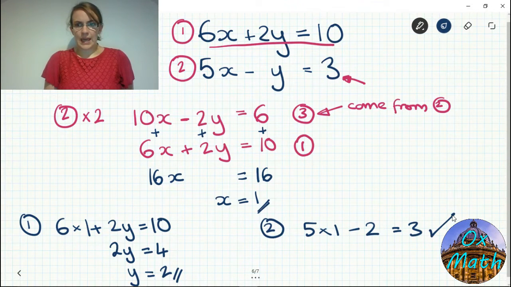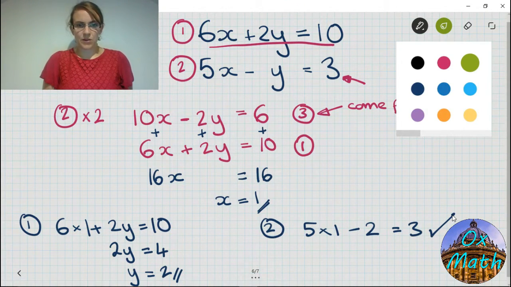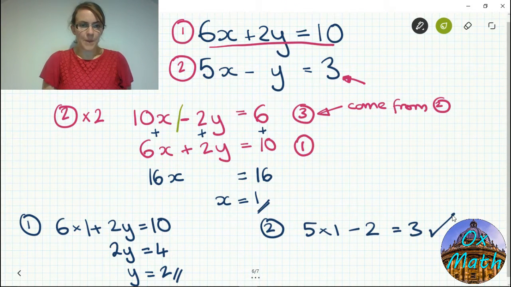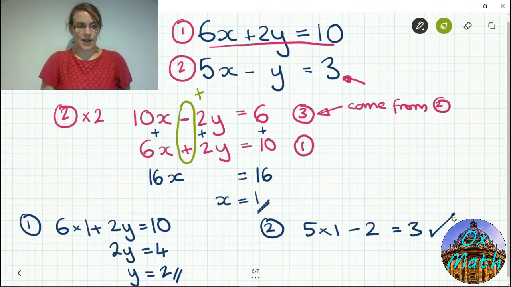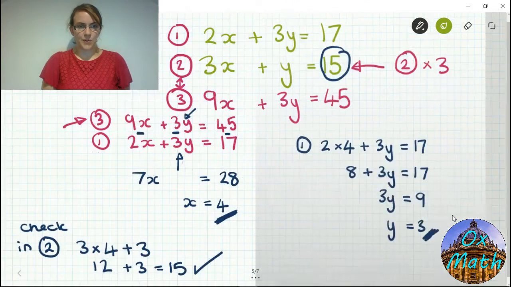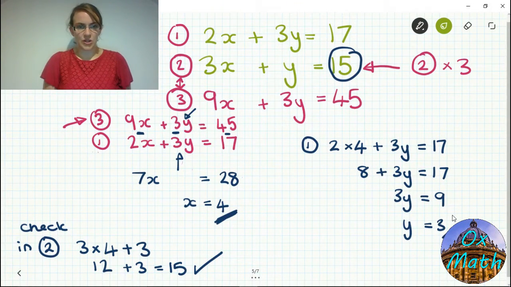So in this case, we made the coefficients of y the same, so we had 2y and 2y, but because one of them was positive and one of them was negative, we had to add them together to cancel them out. We couldn't subtract them like we did before. So in the previous question, we had the 3y and 3y that were both positive, so we had to take them away or subtract them to cancel them out.